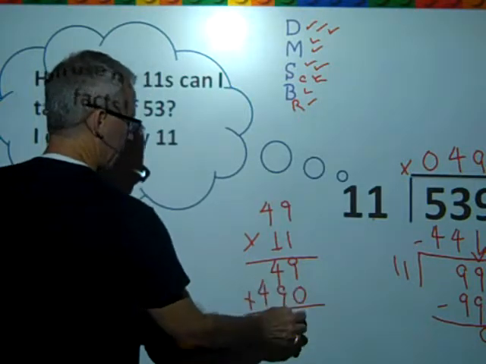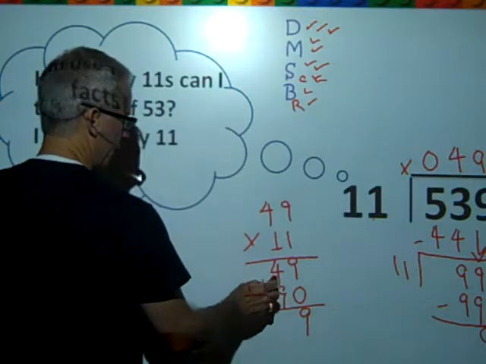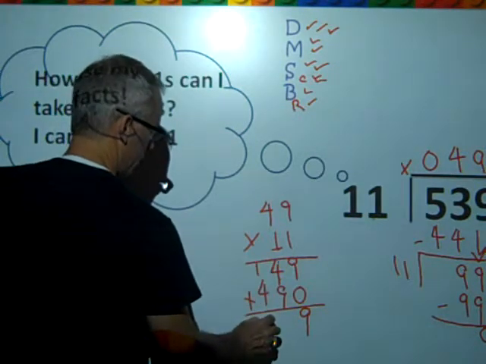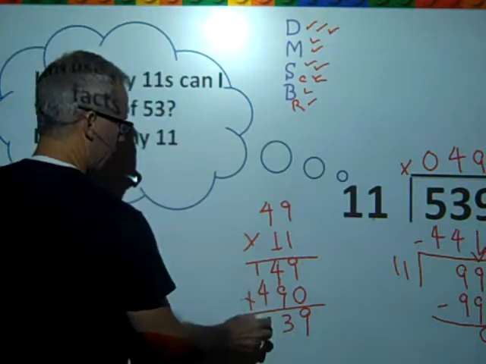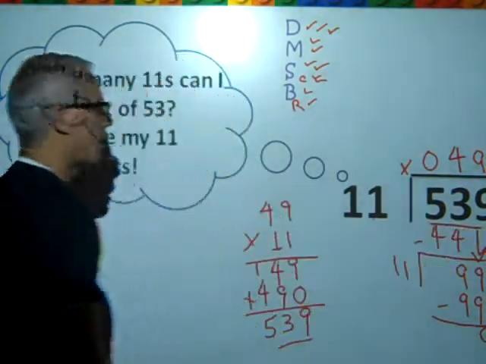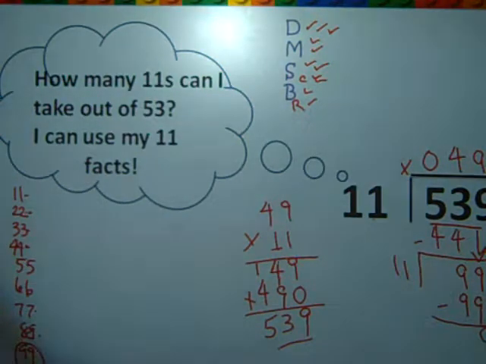Add them up. 9 plus 0 is 9. 4 plus 9, 9, 10, 11, 12, 13. Carry that 1. 1 plus 4 is 5. 539 is what I needed. So I am correct. Notice there's no difference.